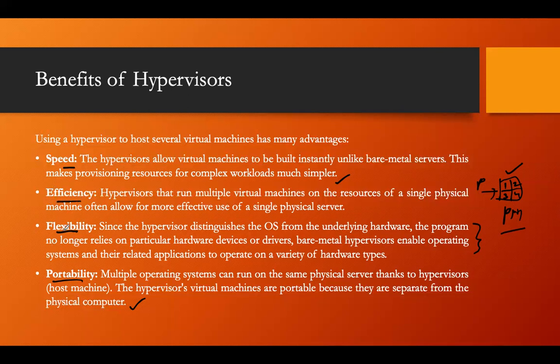Efficiency means we can efficiently utilize the resources of the physical machine by creating the virtual machines through the hypervisor. And the speed: we can create the virtual machine through the hypervisor as quickly as possible.